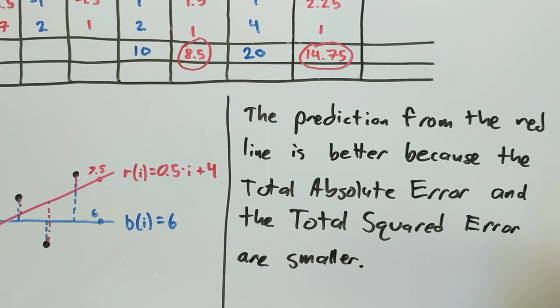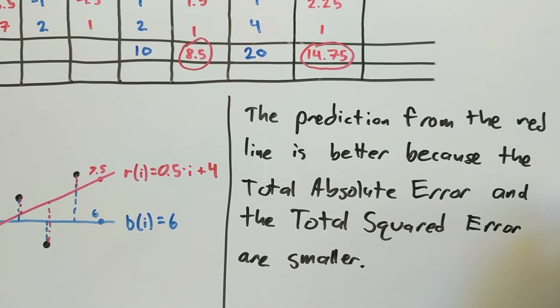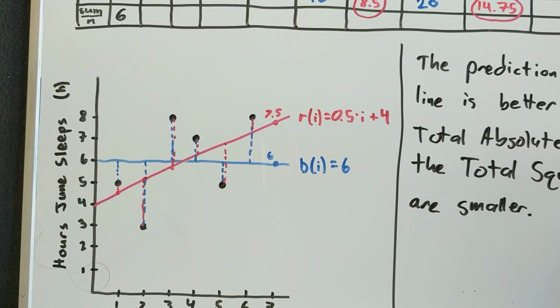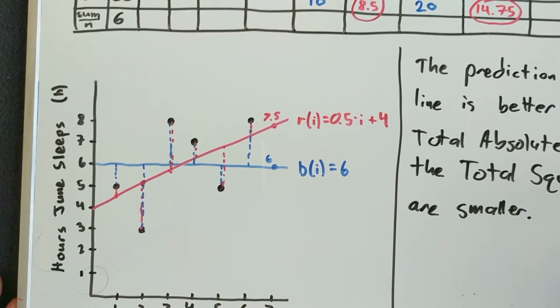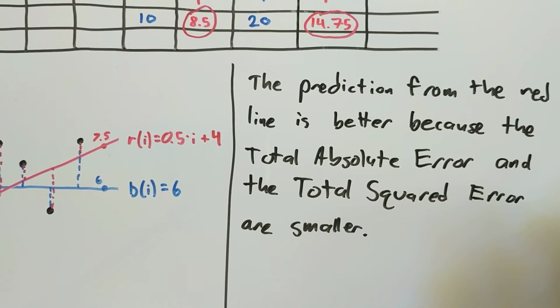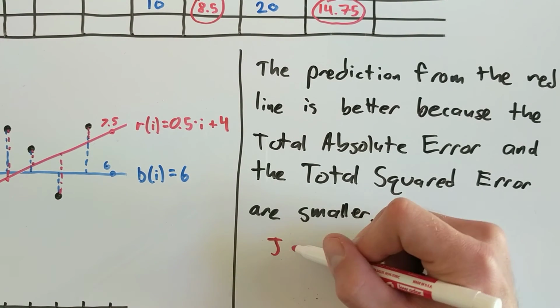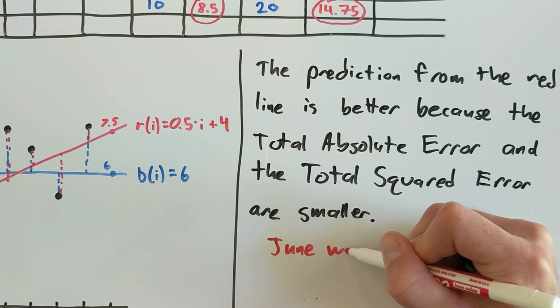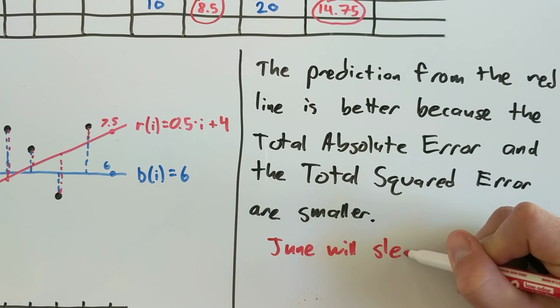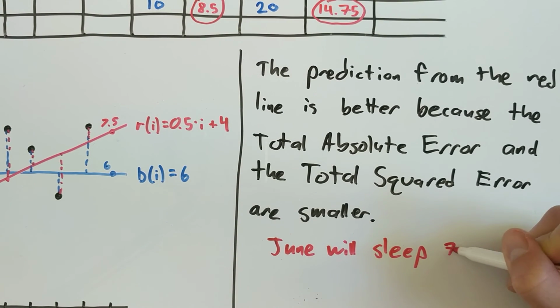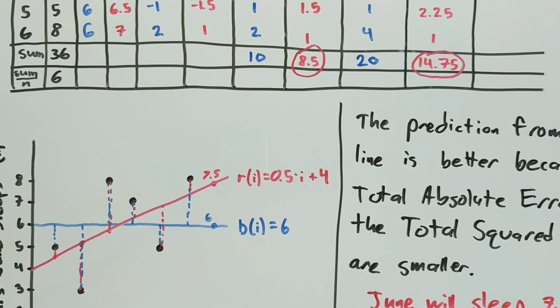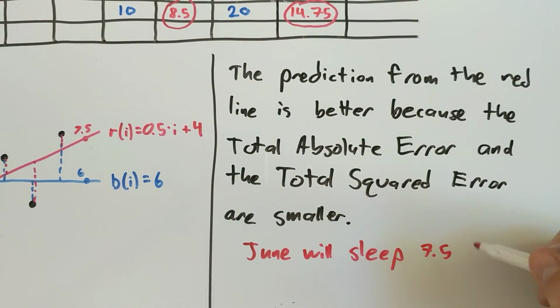So this is great. We've now said that the red line predicts the past better. So therefore, we will assume that it predicts the future better. And so my final conclusion is that June will sleep 7.5 hours on day 7. That was our red line prediction.